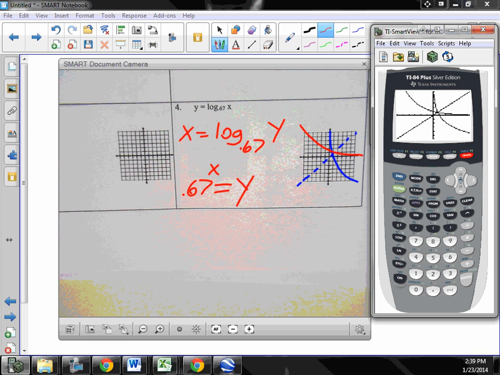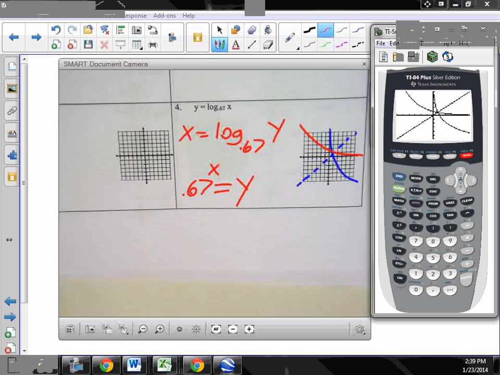Okay, pretty simple worksheet. You should be able to get it finished in class. Good luck to you. It's due tomorrow.